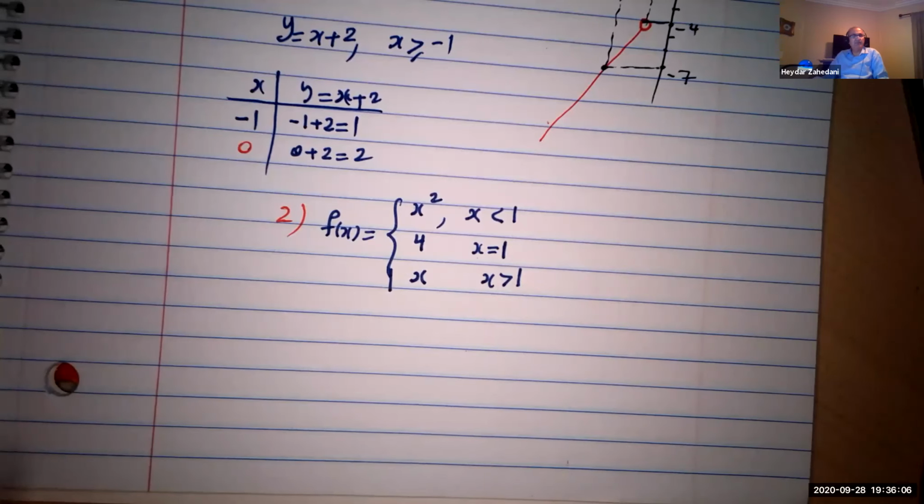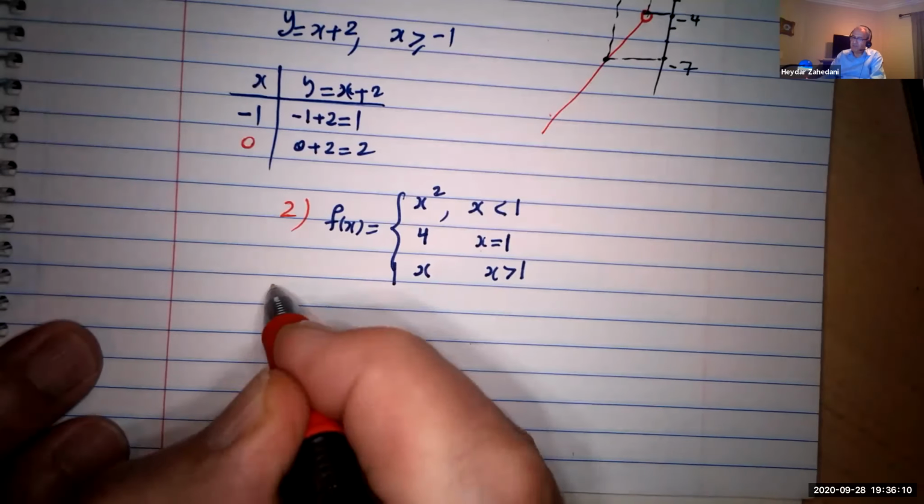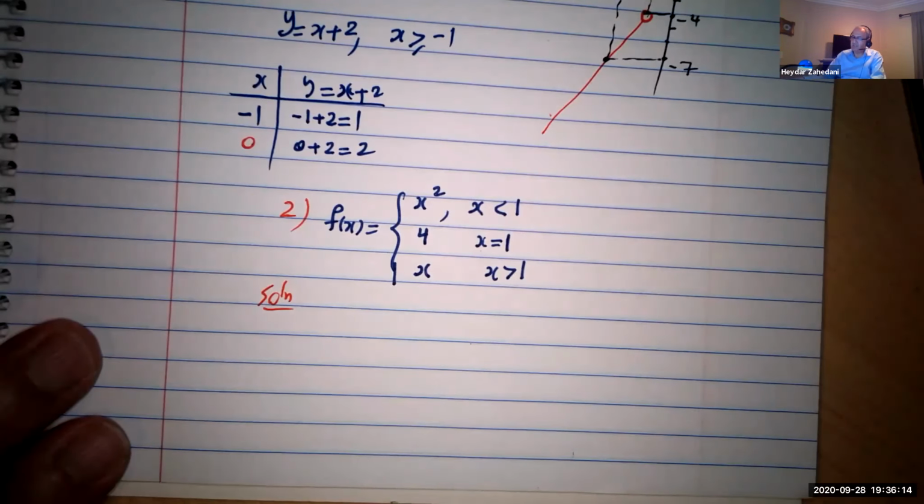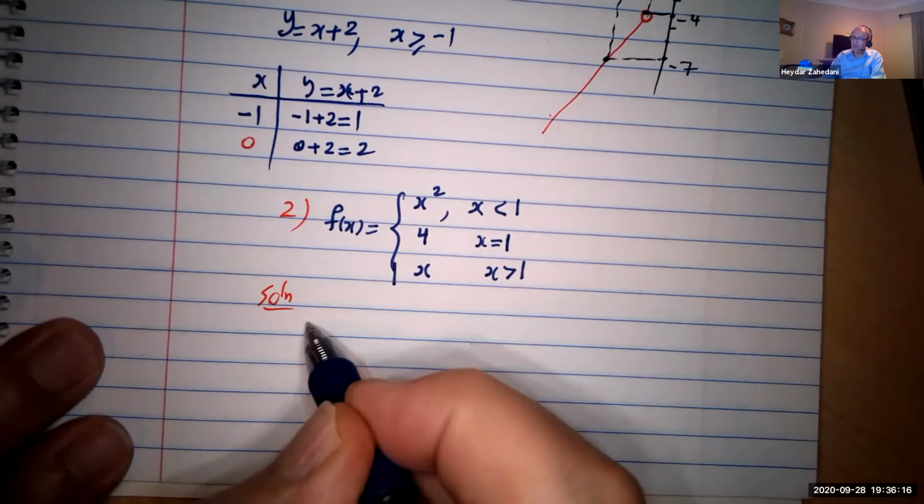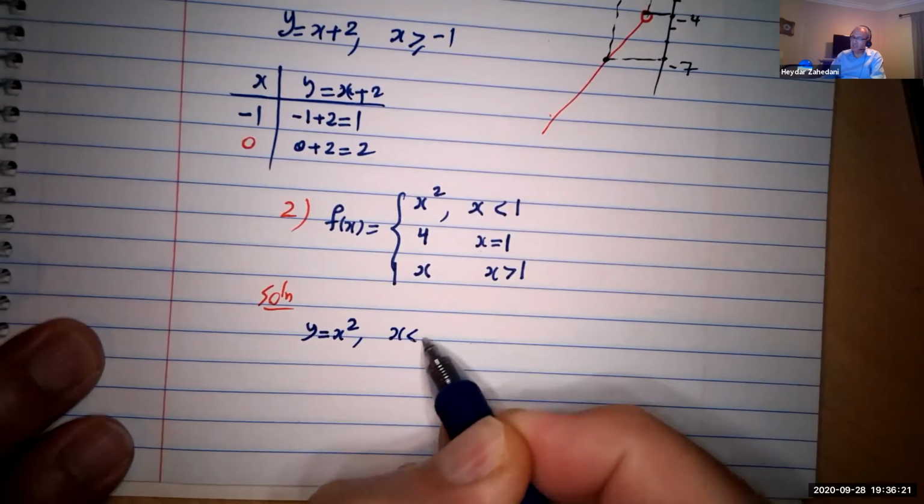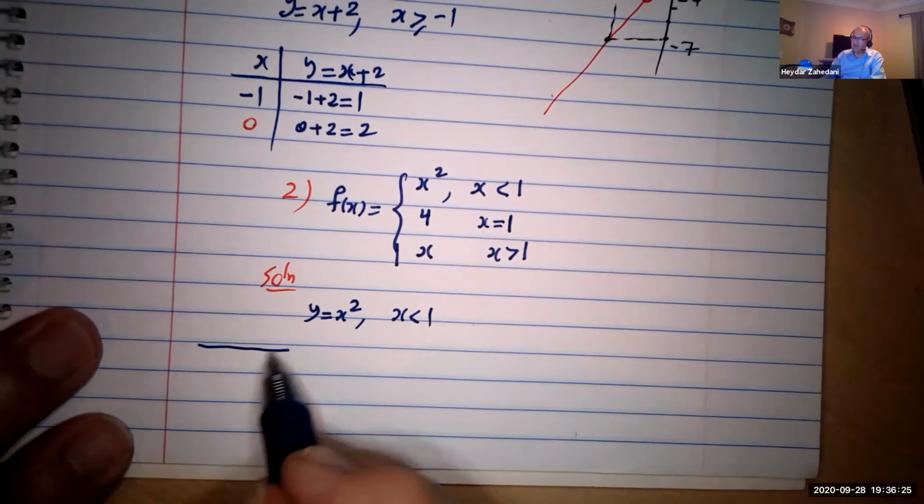So let's graph each portion one by one, okay? Are you ready? What's going to be the solution of this one? We are going to graph the first part first. So what's the first part? Y equal to x squared, again with the restriction that x is less than one. Okay, x is less than one, so let's get some points.